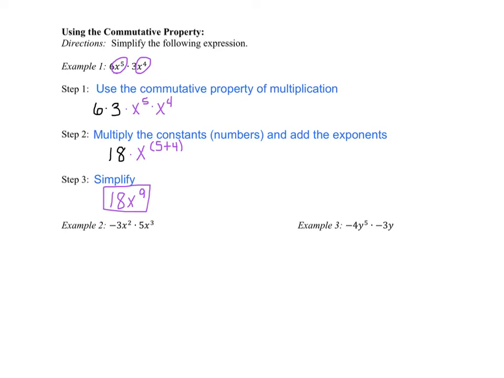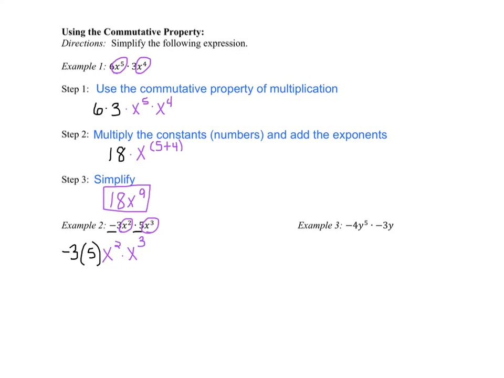Let's do 2 more examples together. Example 2: negative 3x to the 2nd power times 5x to the 3rd power. Your first step is to use the commutative property of multiplication. So you're going to take out your numbers, negative 3 times 5, and then pull out your variables, x to the 2nd times x to the 3rd.